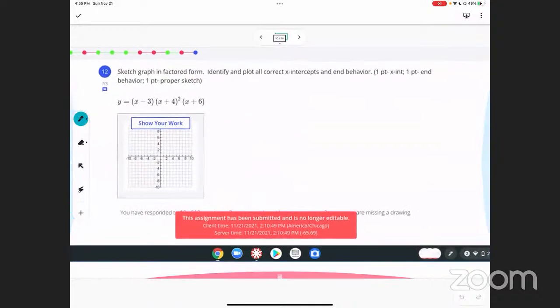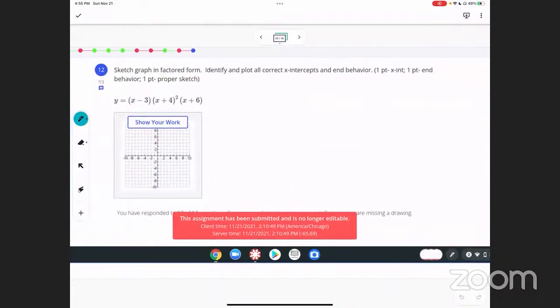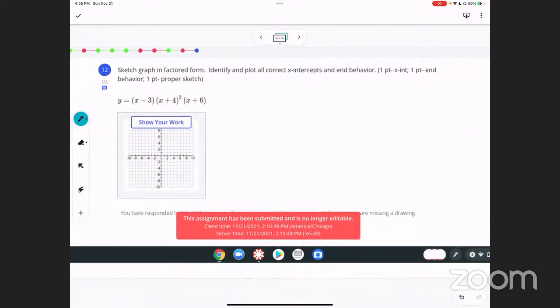Graph in factored form. Identify and plot all correct x-intercepts and end behavior. So this is a perfect example of what I was talking about. See how this is a 4th degree? Can you see that? Because this is 1, and this is 1, and there's 2 here. So that's a 4th degree.